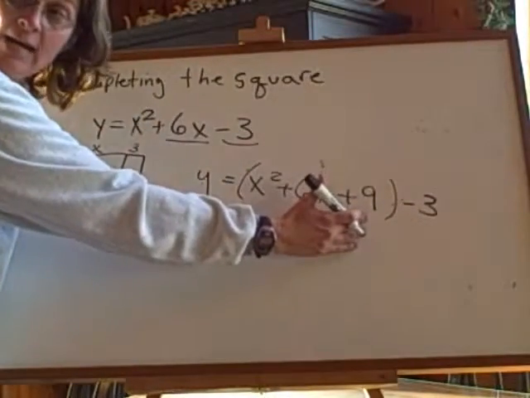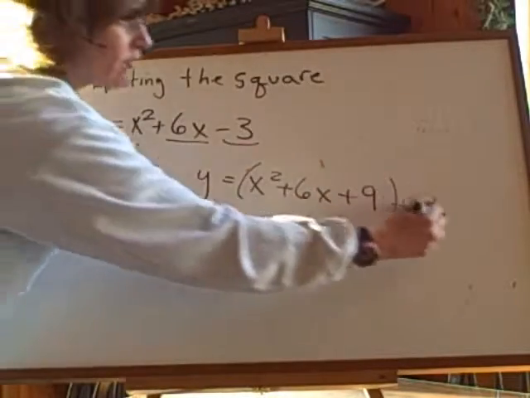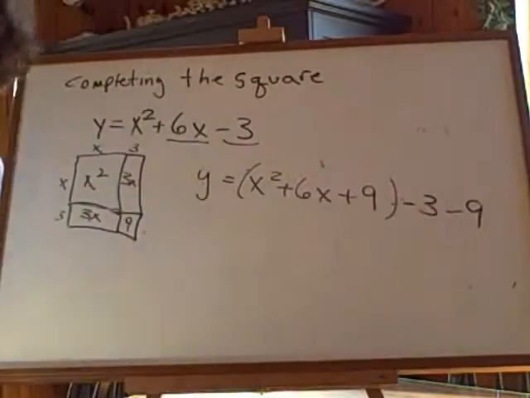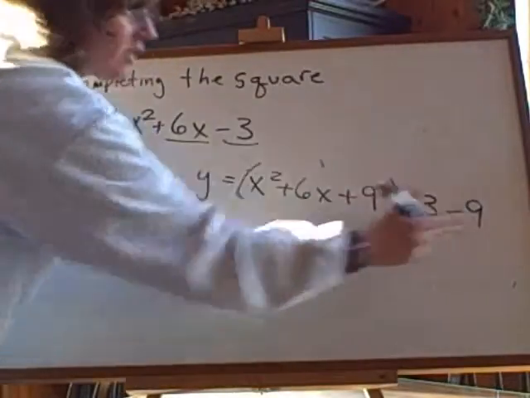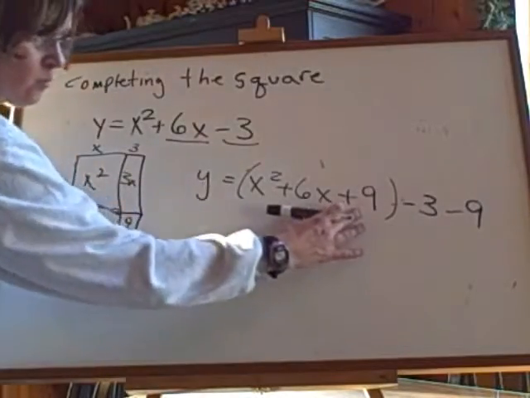I have to look, what did I add here? I added a 9. It's not legal to add 9. It's legal to add 0. So I have to do a minus 9. Because a positive 9 and a negative 9 would make a 0, and it's always legal to add 0. And then you would factor out the part in parentheses.